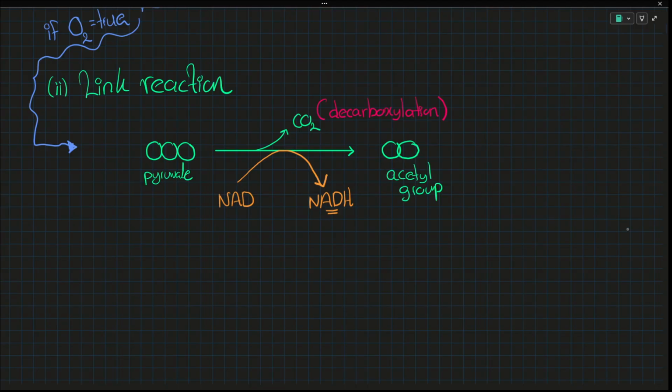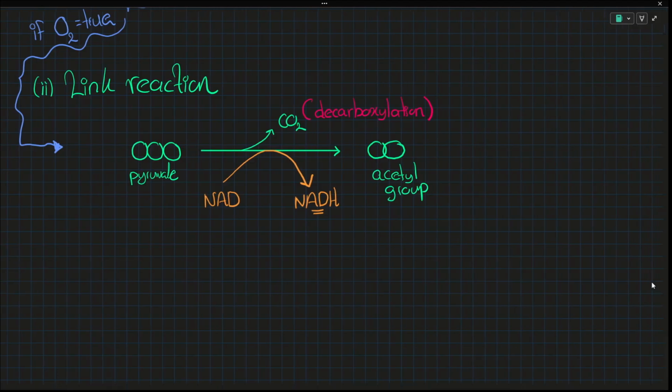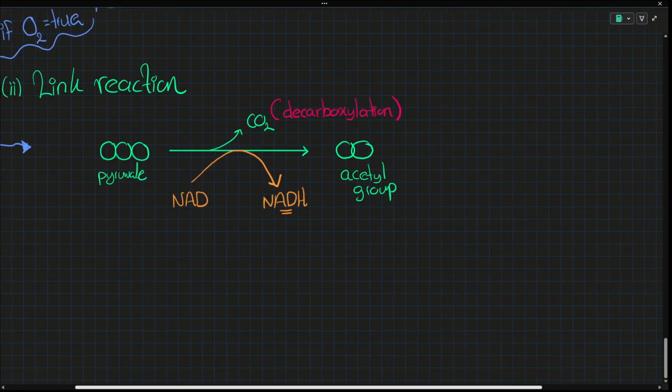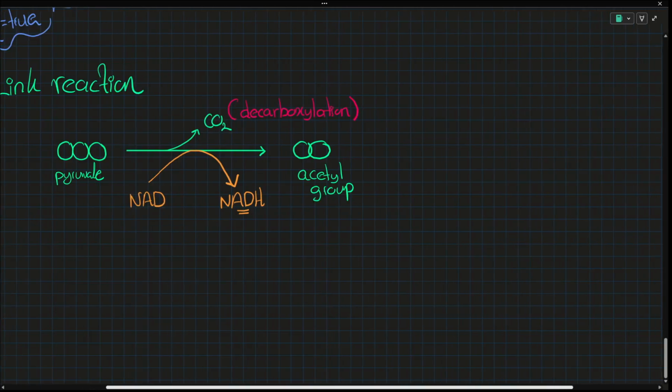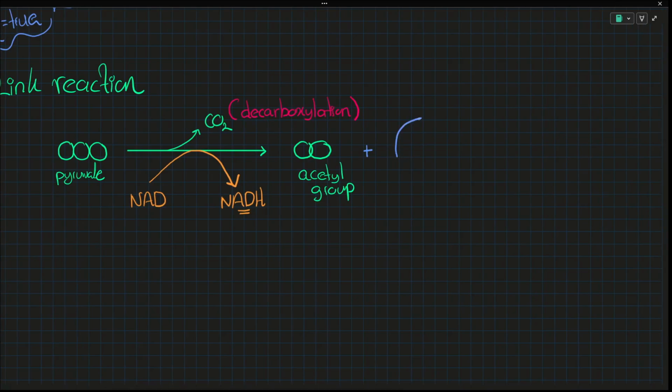Now we have an acetyl group. All good. Now, is this the thing that can enter the Krebs cycle? Can the acetyl group enter the Krebs cycle? The answer is still no. The acetyl group on its own still cannot enter the Krebs cycle. This acetyl group has to be joined with this guy.